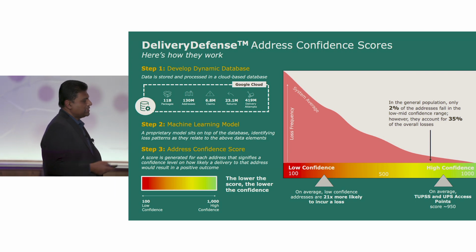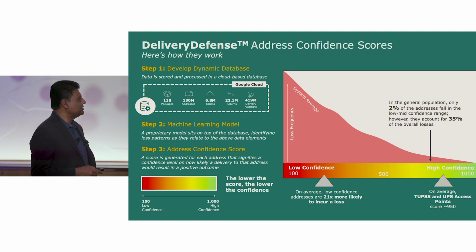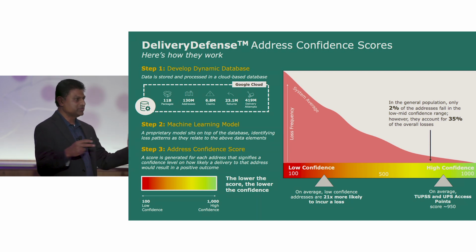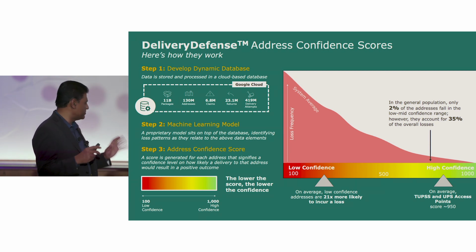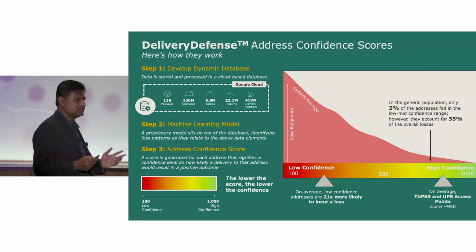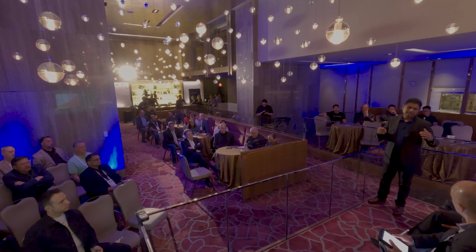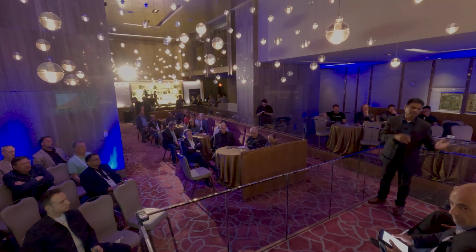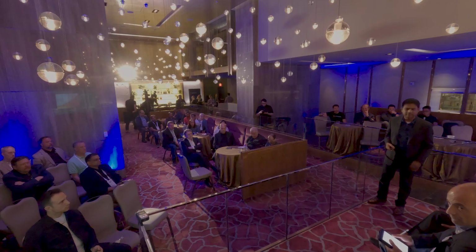One interesting fact, if you look at the graph on the right, is that 2% of the addresses are where most of the problems are. 35% of the losses originate from that 2%. So that tells us that most of the addresses are pretty safe. But then again, we're talking about 2% of 130 million, which is a big number.